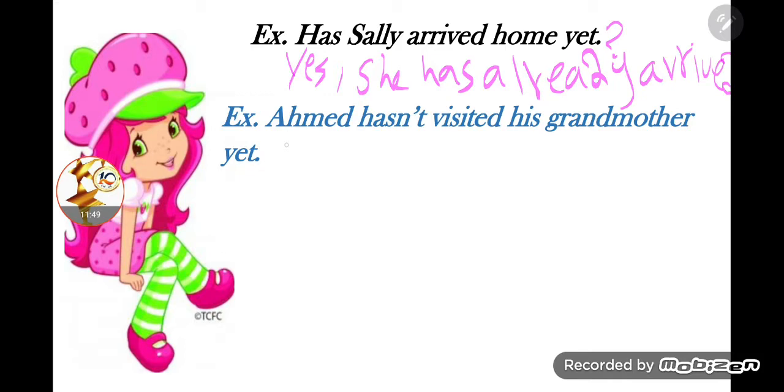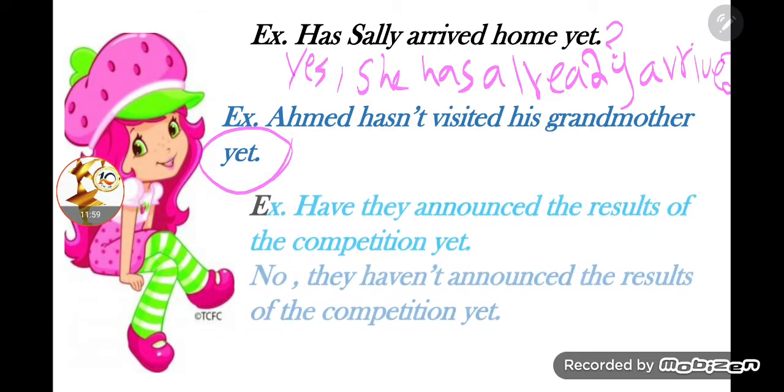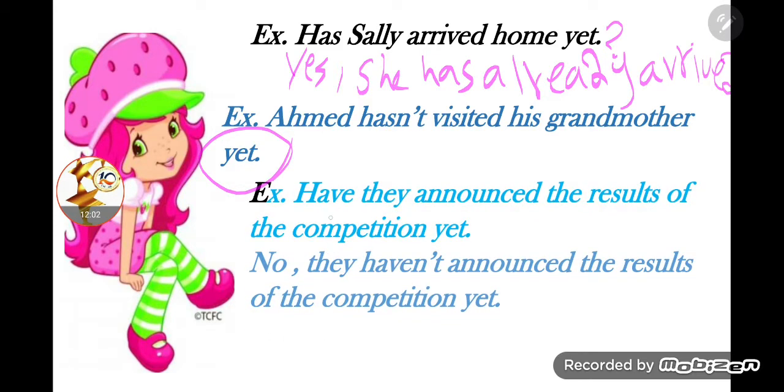Already arrived. Example: Ahmad hasn't visited his grandmother yet. Ahmad still hasn't visited his grandmother yet. This is a negative sentence, and "yet" came at the end. Notice this example: have they announced the results of the competition yet? Sorry, it's a print mistake, I forgot to put the question mark, and we must never forget it, because this is a question that started with the auxiliary verb, and it must end with a question mark.